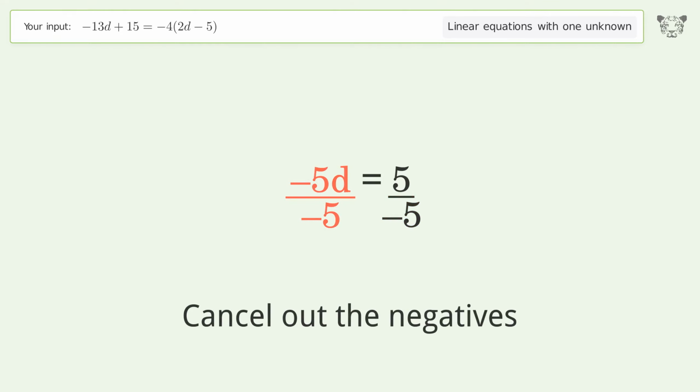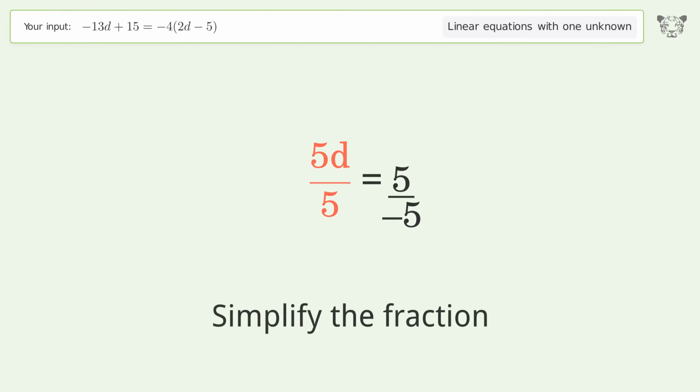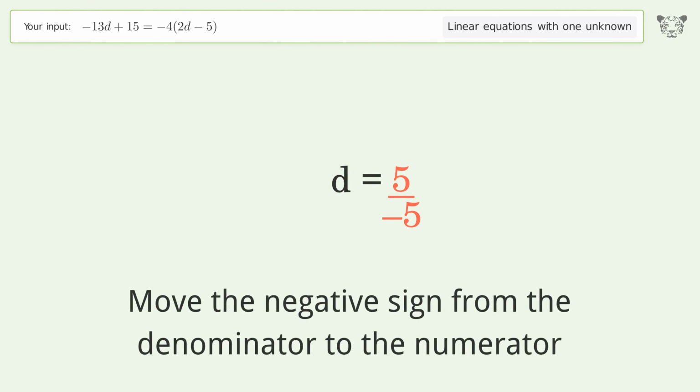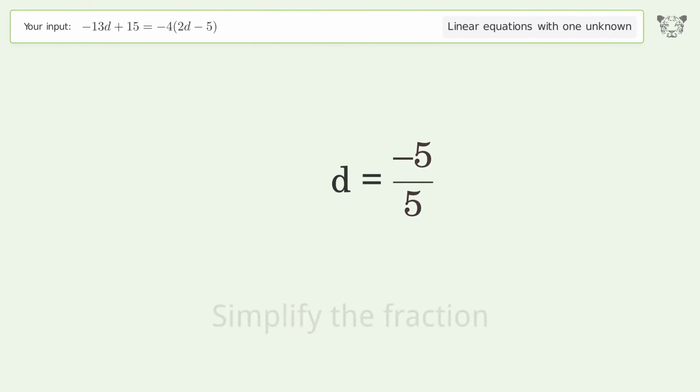Cancel out the negatives. Simplify the fraction. Move the negative sign from the denominator to the numerator. Simplify the fraction. And so the final result is d equals -1.